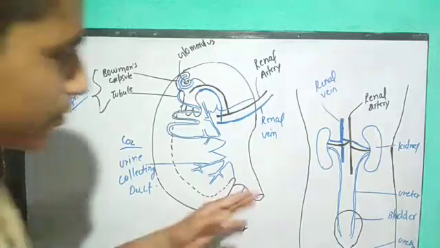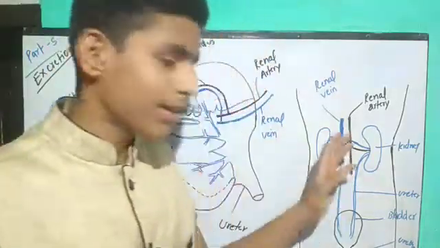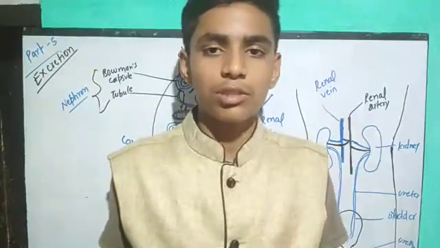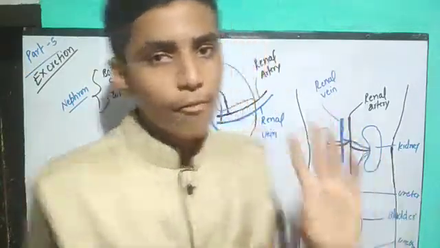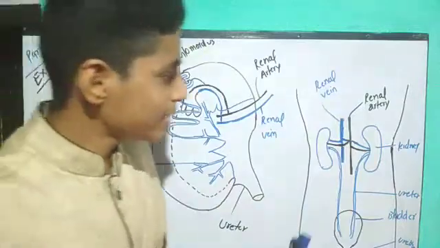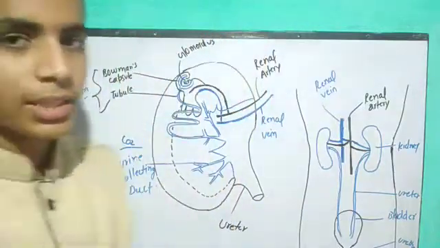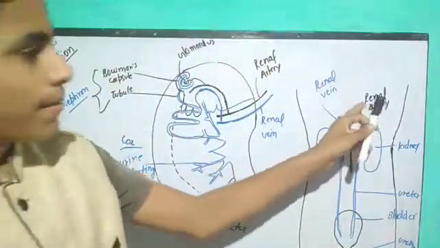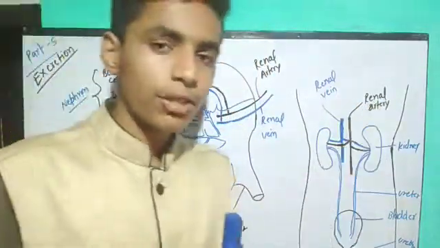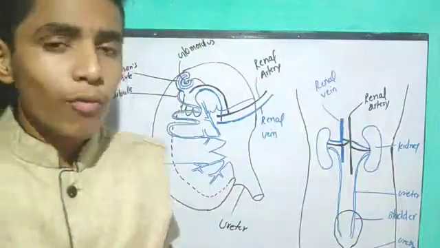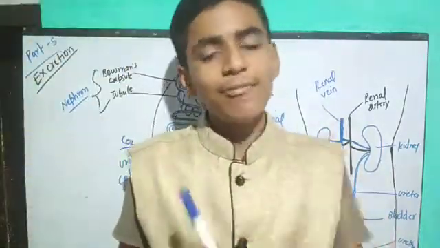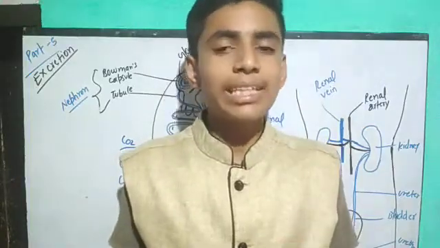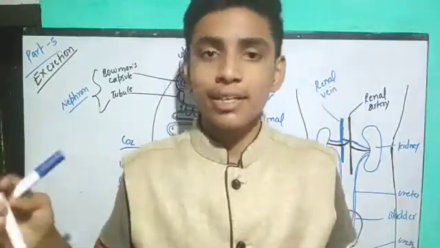But this is not as easy as you are thinking. It is a very complex process, so we will discuss it one by one. First you have to look at this diagram. Here I have used two markers: a black marker for demonstrating the renal artery and a blue marker for demonstrating the renal vein. Do you know what an artery and a vein are? This is very essential, because if you are not clear on the basic things, then you can't understand anything later.